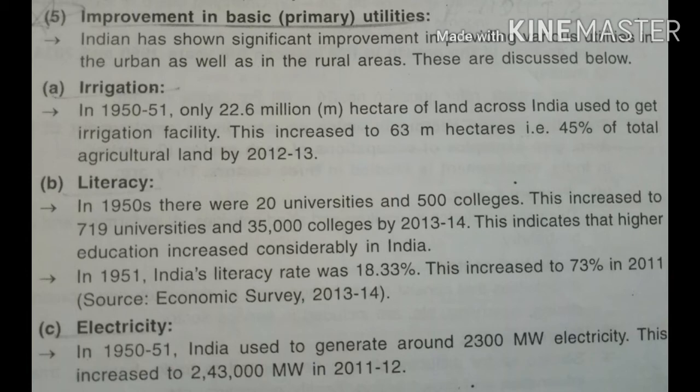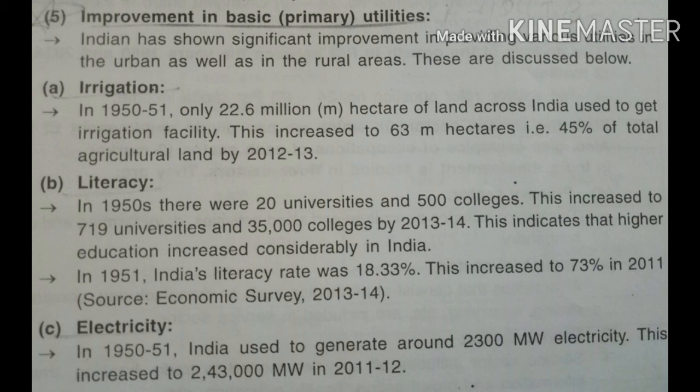There's improvement in basic or primary utilities. India has shown significant improvement in providing various utilities in the urban as well as in the rural areas. These are discussed as first, irrigation. In 50-51, only 22.6 million hectares of land across India used to get irrigation facility. This increased to 63 million hectares, that is 45% of total agricultural land by 2012-13.